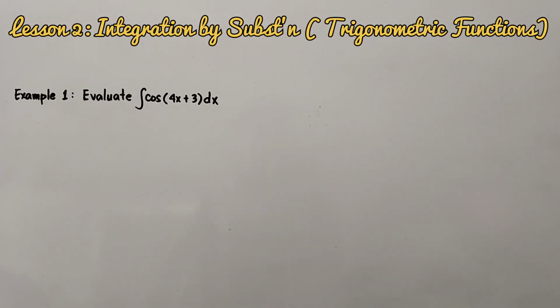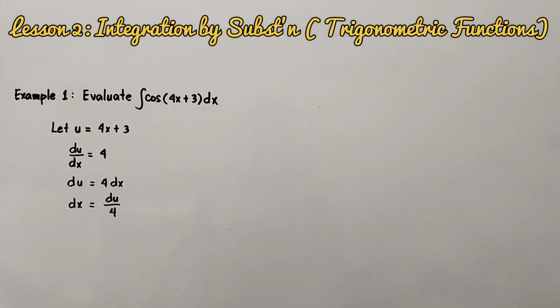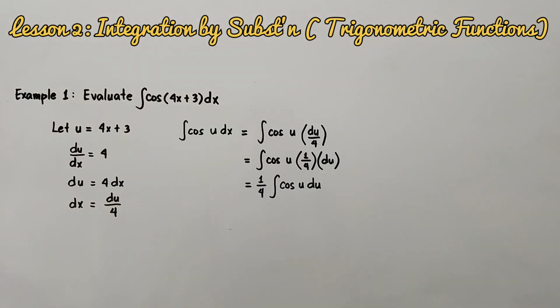We will now evaluate the integral of cosine 4x plus 3 dx. We let u equals 4x plus 3, du over dx is 4, du is 4 dx, and dx is du over 4. The integral of cos u dx is equal now to 1/4 times the integral of cos u du. Using the theorem of the integral of cos u du, our answer is 1/4 sine (4x plus 3) plus c.